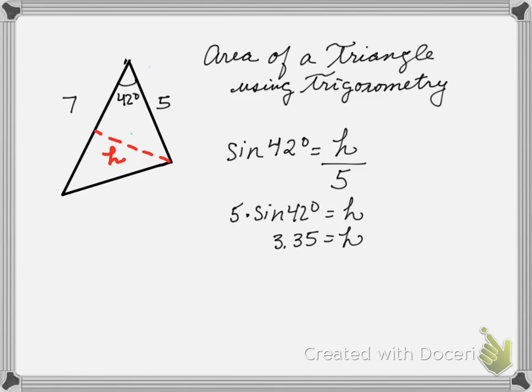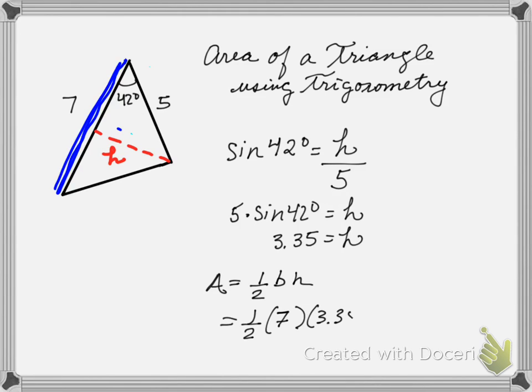Now I know that this base is 7, and it has this height, which I've determined is 3.35. And then I can use that to find my area. So area is equal to 1/2 base times height. And in this case, my base is 7 and my height is 3.35. So my area is 11.7. And it looks like Alex is always asking us to round off to the 100th, if you're with my Alex class. So 11.7 is the area.